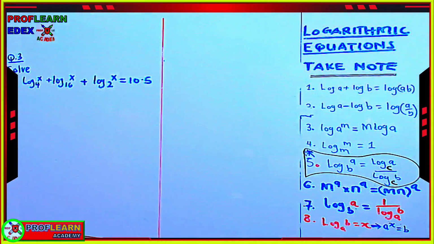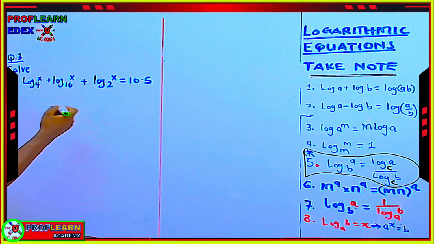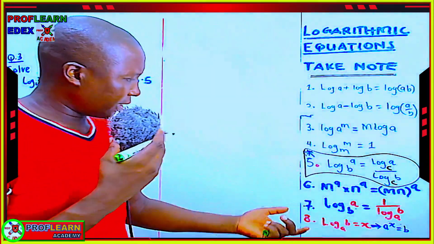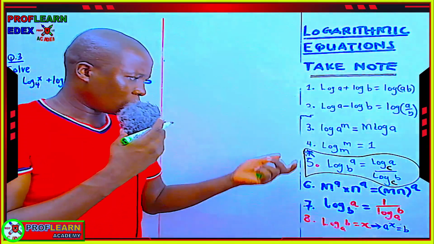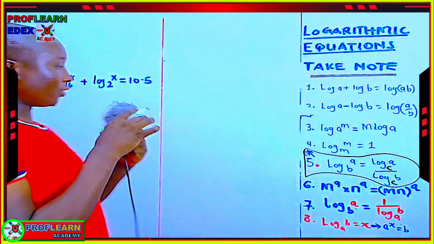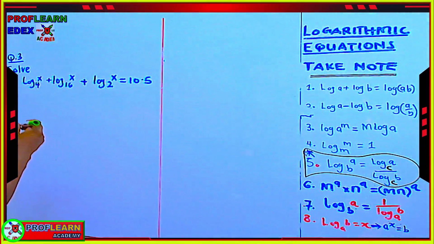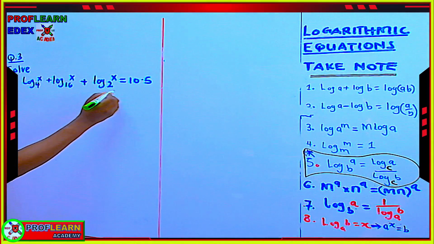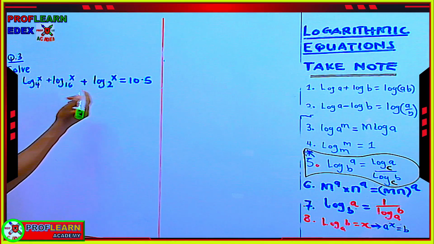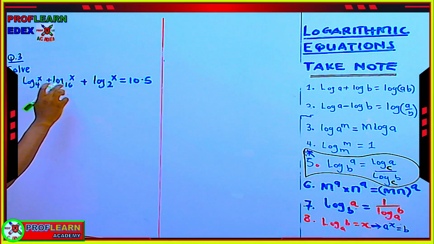In this third question, it is the same scenario. We are using rule number 5 to convert the different bases to the same base in order to find the solution. So which base can we write? We can express everything in the last base, base 2, since we have base 4, base 16 and base 2.